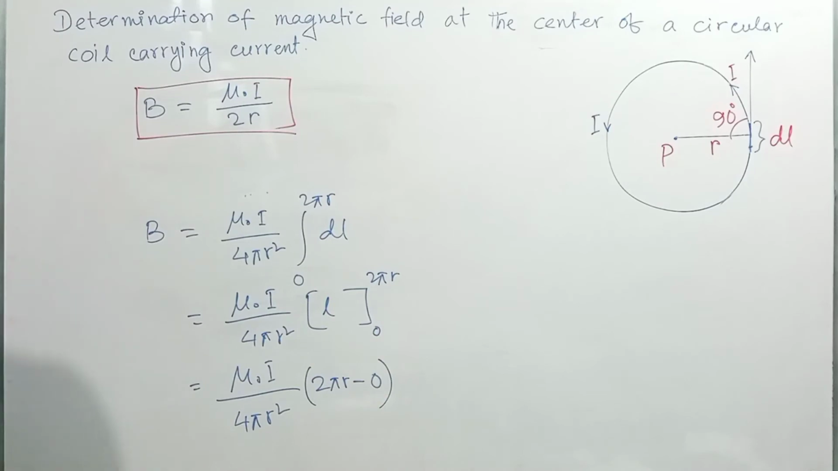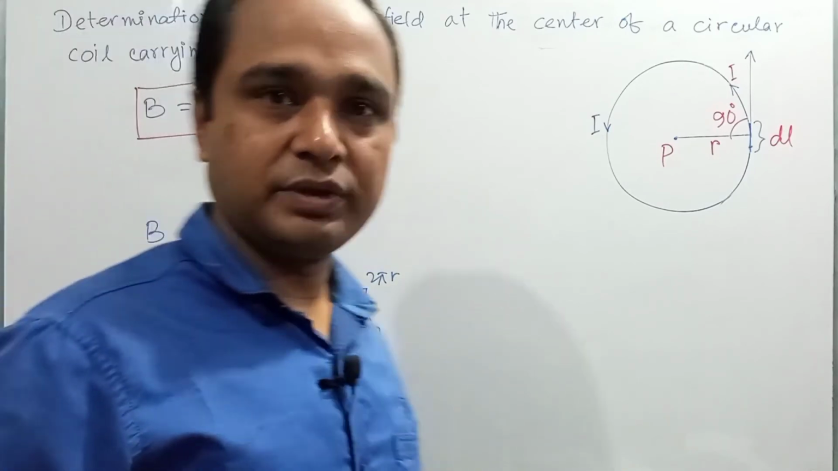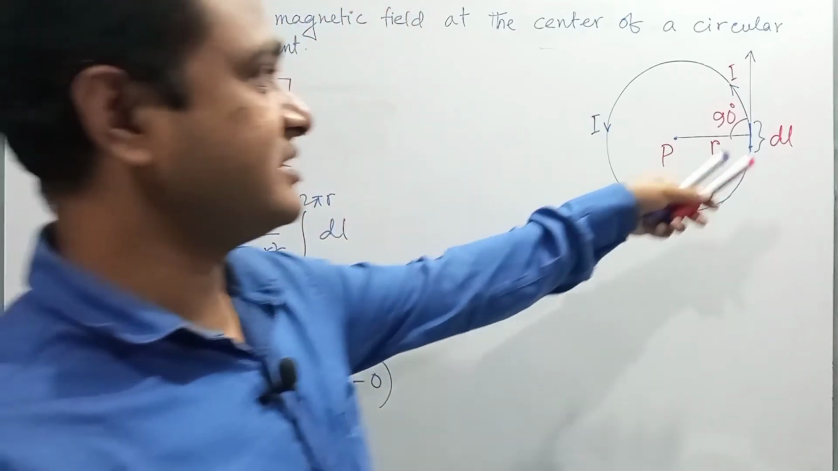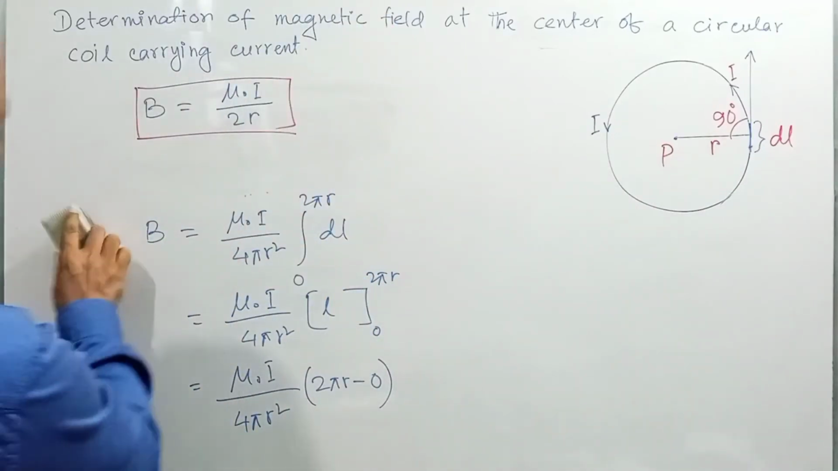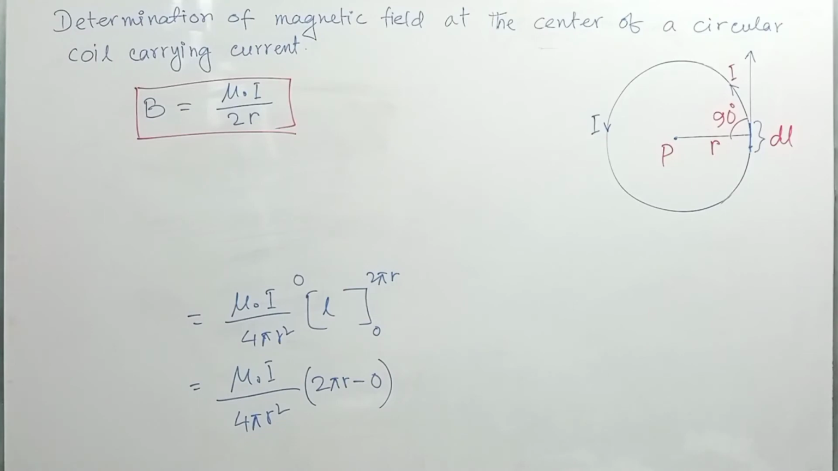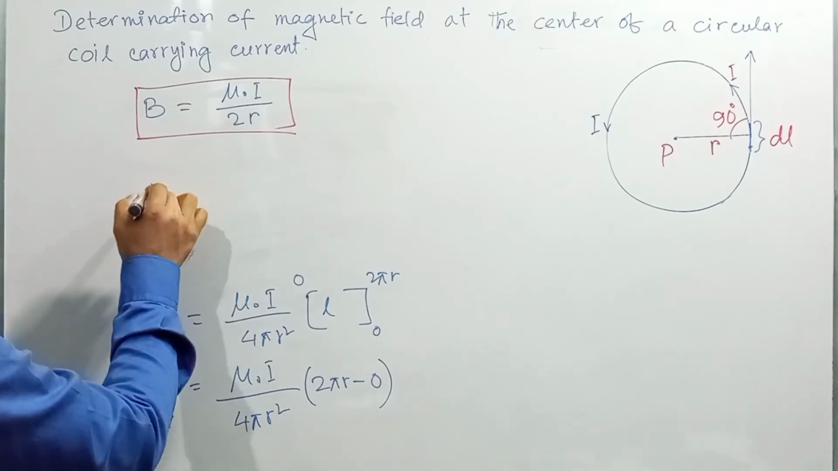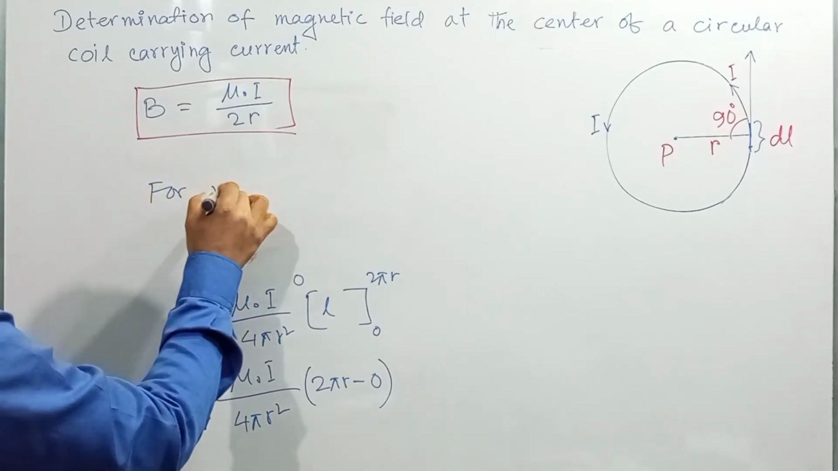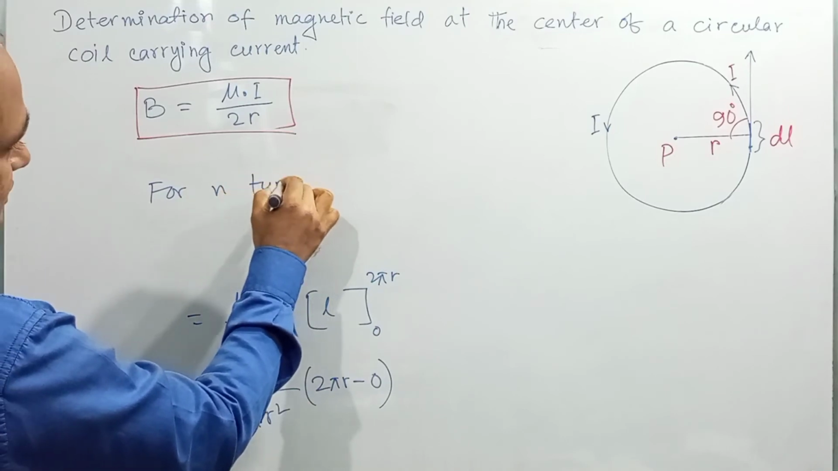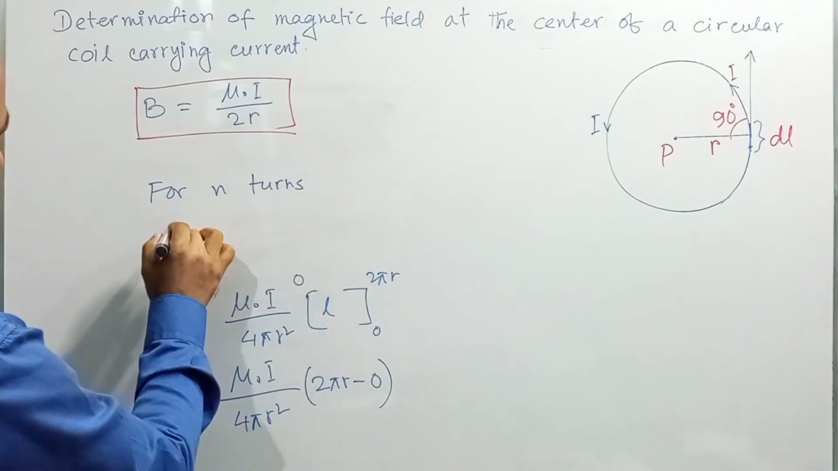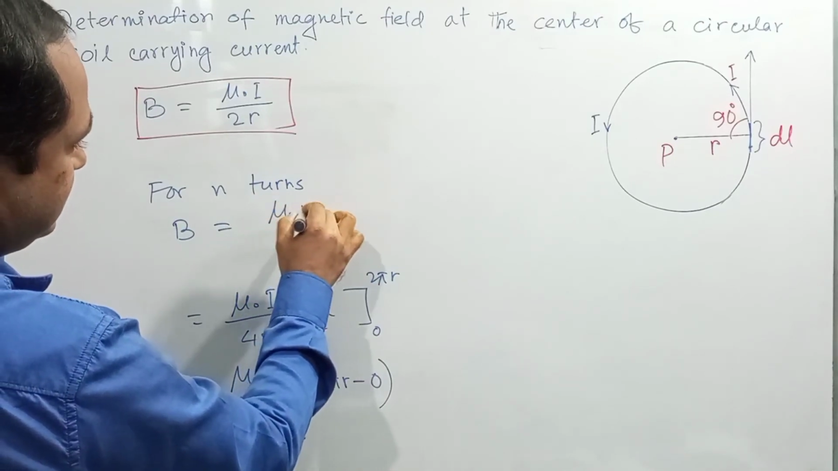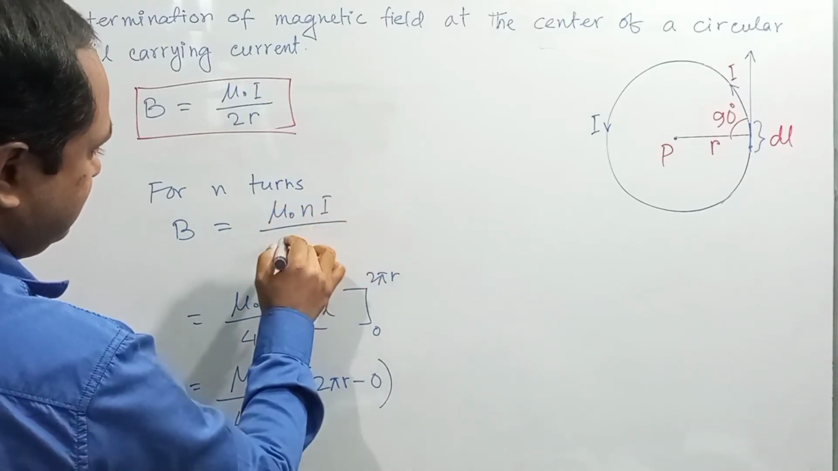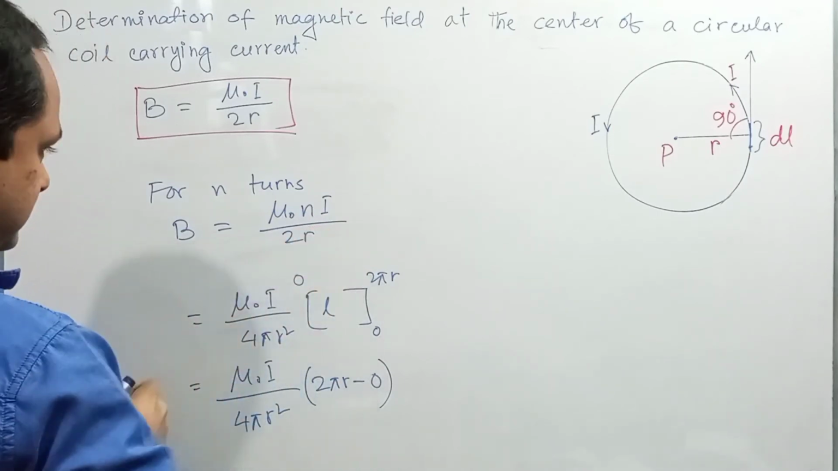This is the expression for a single loop, but if the number of turns in the coil is N, then the expression becomes B is equal to mu naught N I divided by 2 r.